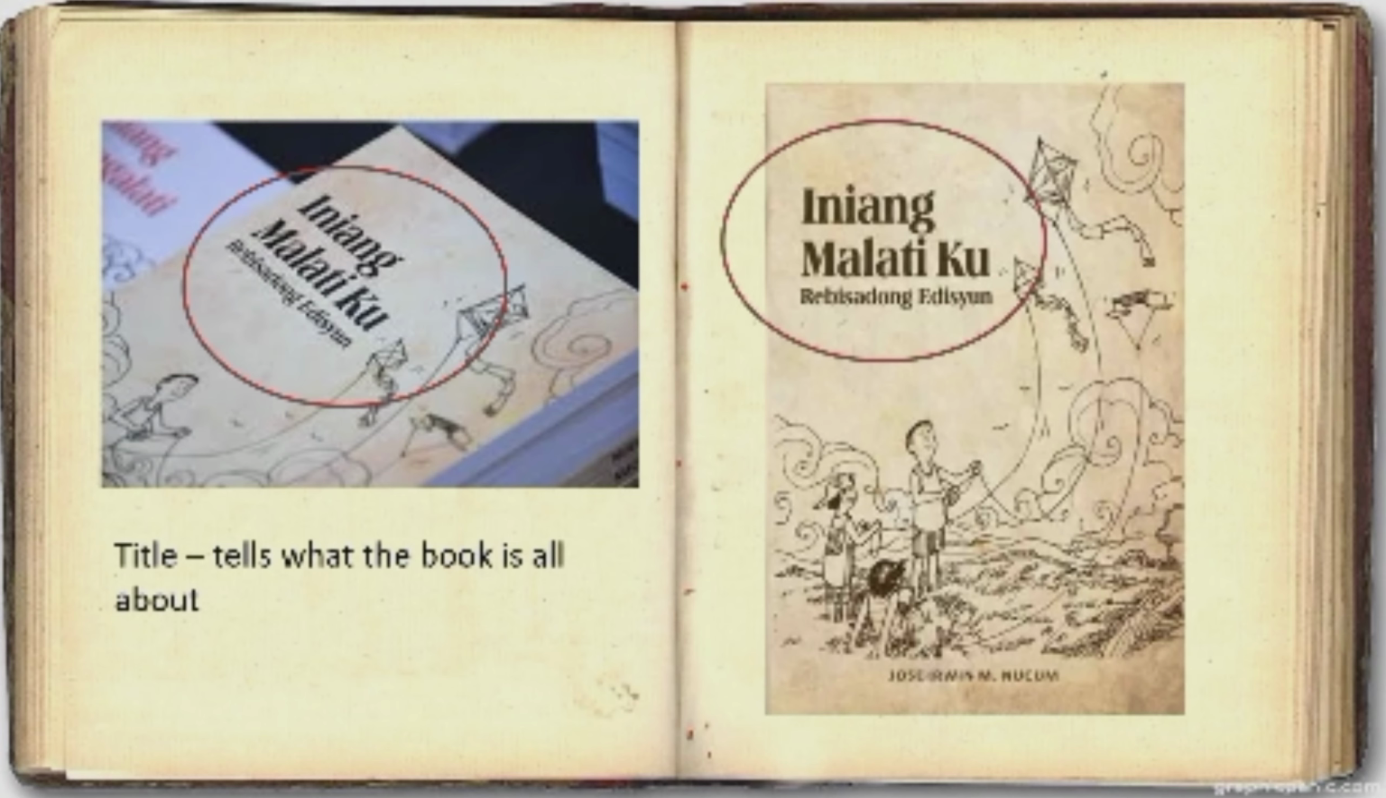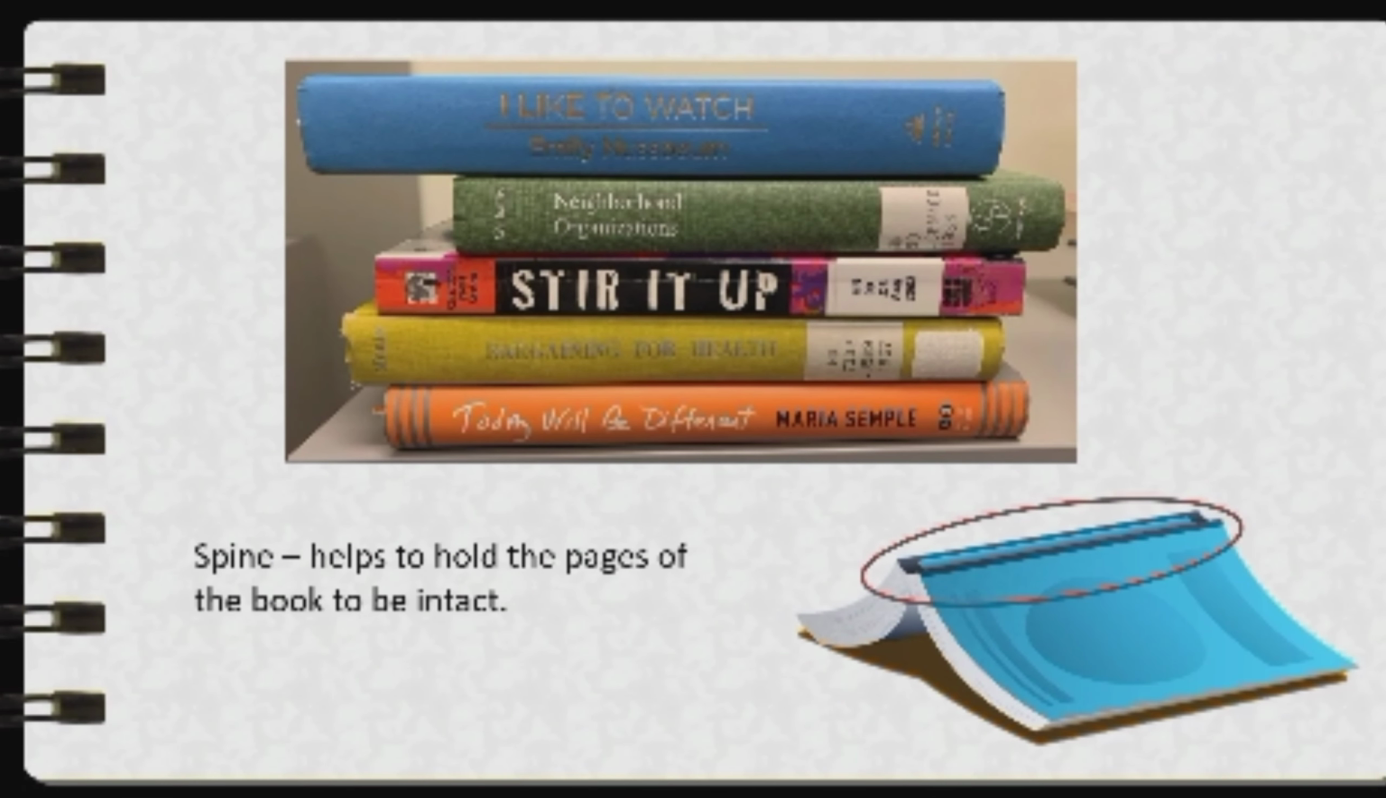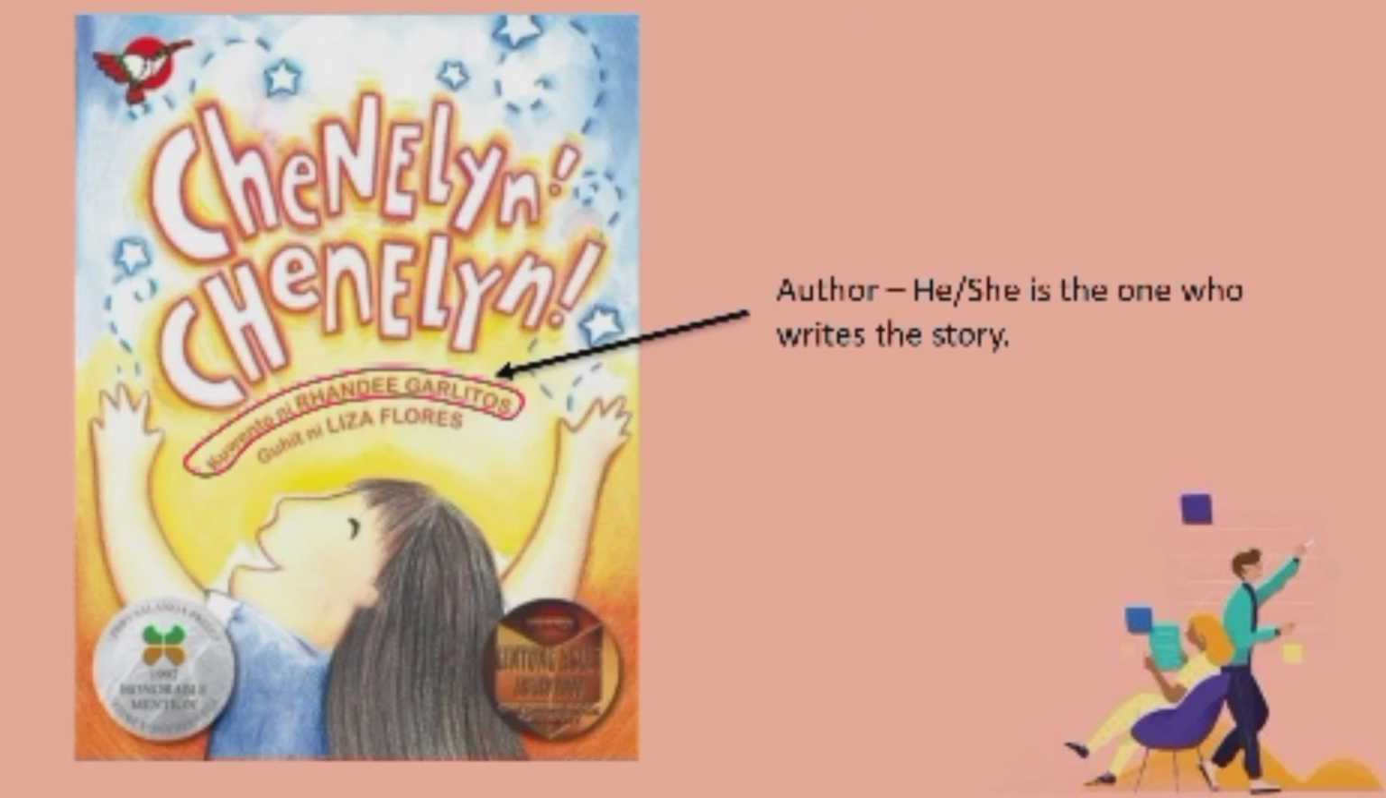The next one is the title. Title tells what the book is all about. The title can be seen in the front cover of a book, like this one. The next one is the spine. It is the backbone of the book. The spine helps to hold the pages of the book to be intact.